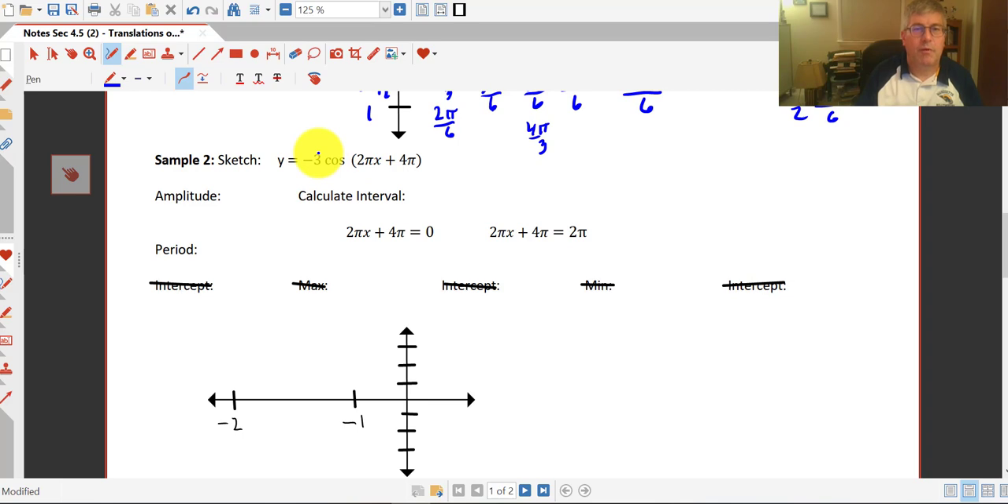So let's take a look at what we have. Our amplitude here, our a equals negative 3, so we're going to have an amplitude of negative 3. That's interesting, having that as a negative. Our period, looks like our b value is 2 pi. So our period is going to be 2 pi over 2 pi, or 1. So we have a period of 1. Interesting.